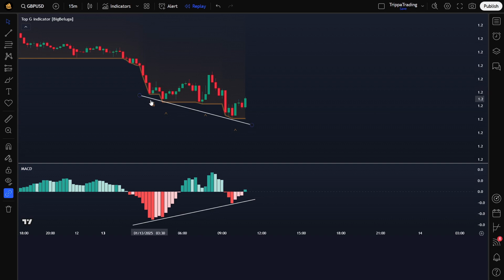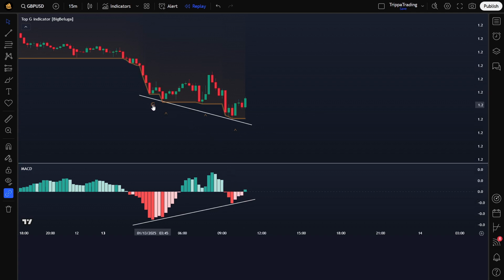reversal. On the price chart, you can draw a line from the first MACD low to the second MACD low, just like I have done over here. If the price is making lower lows, like we can see here, while the MACD is making higher lows, which will look like this, that confirms a bullish divergence.